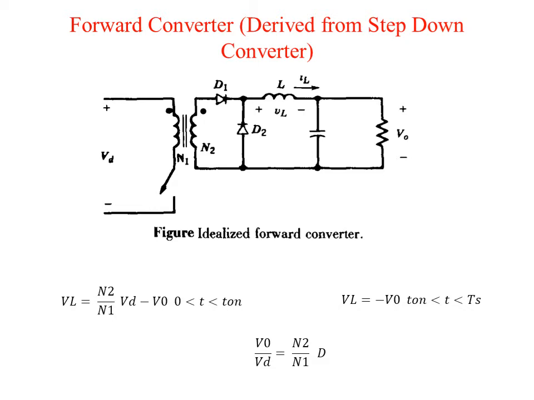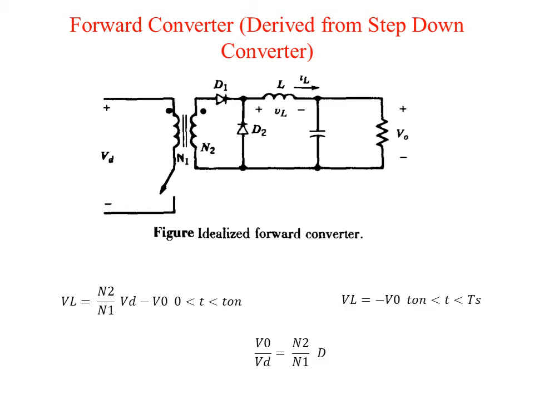When the switch is turned off, the inductor current IL circulates through diode D2, and at that time the voltage becomes negative, that is VL is equal to minus V0 for an interval T greater than T on and less than TS, which is negative, and therefore current IL decreases linearly. Now, equating the integral of the inductor voltage over one period to zero, using the equations of VL for T greater than zero and less than T on, and VL for T greater than T on and less than TS, we get V0 divided by VD, that is output voltage divided by input voltage, is equal to N2 divided by N1 times D.